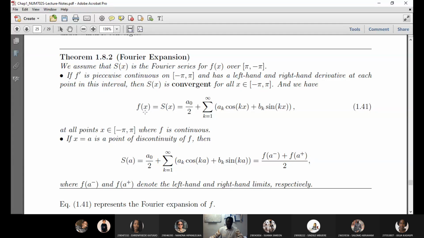So S sub f of x is a Fourier series of this over the interval. Oh, it's negative pi, negative pi, not pi negative pi, it's negative pi. Please change that. Negative pi.